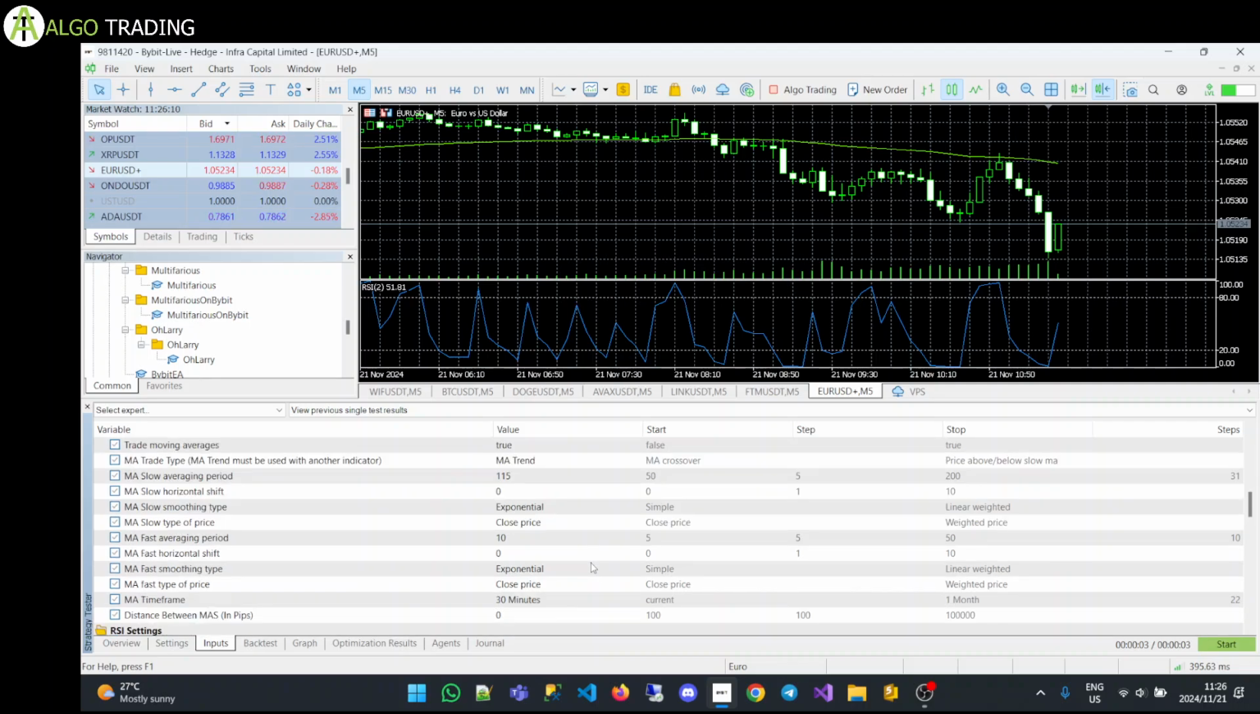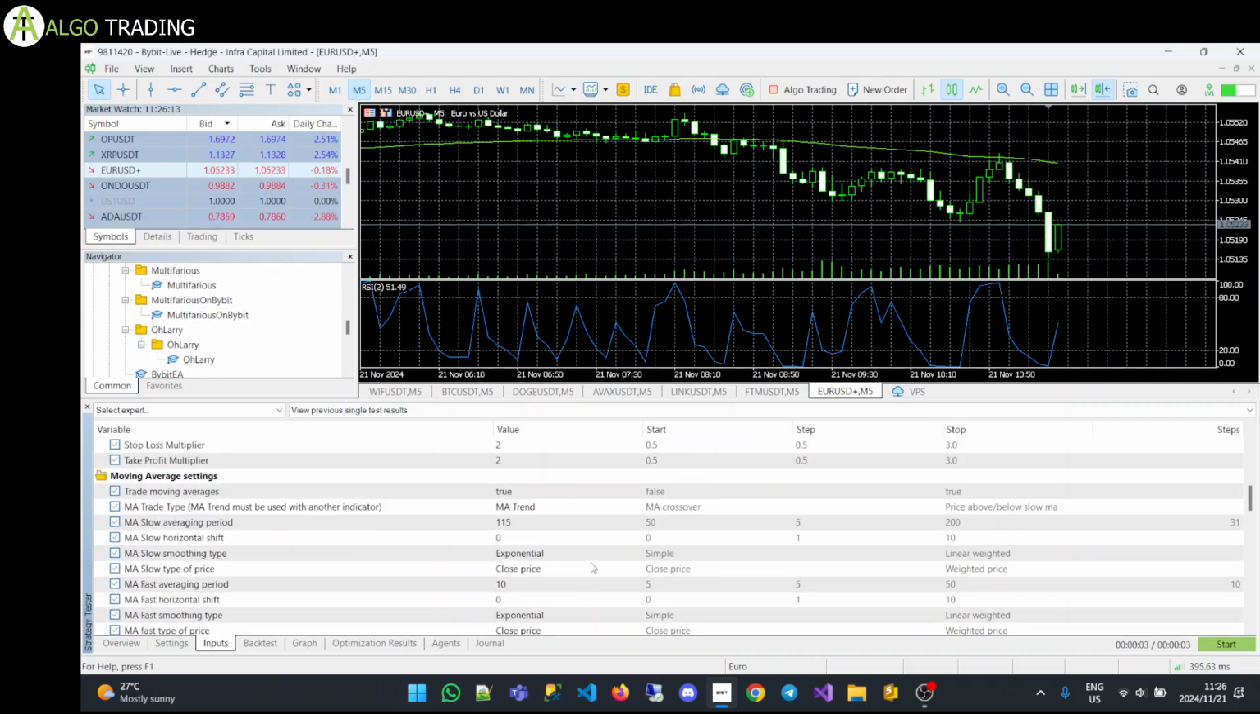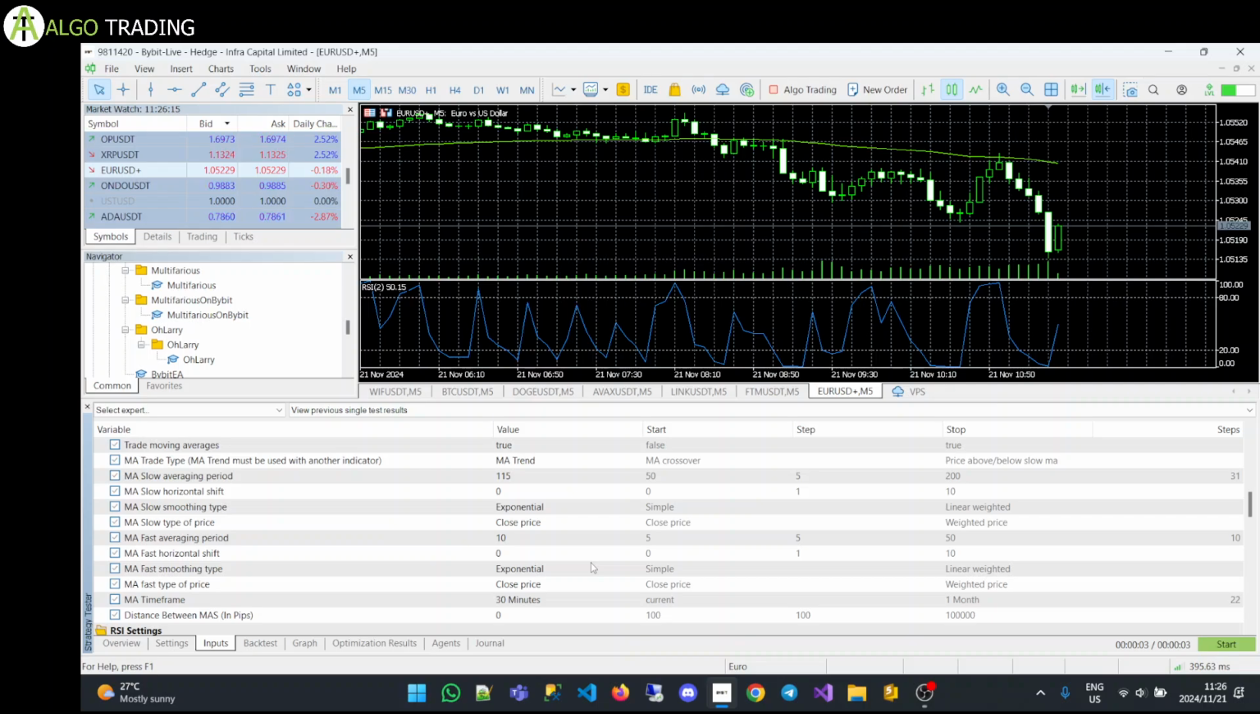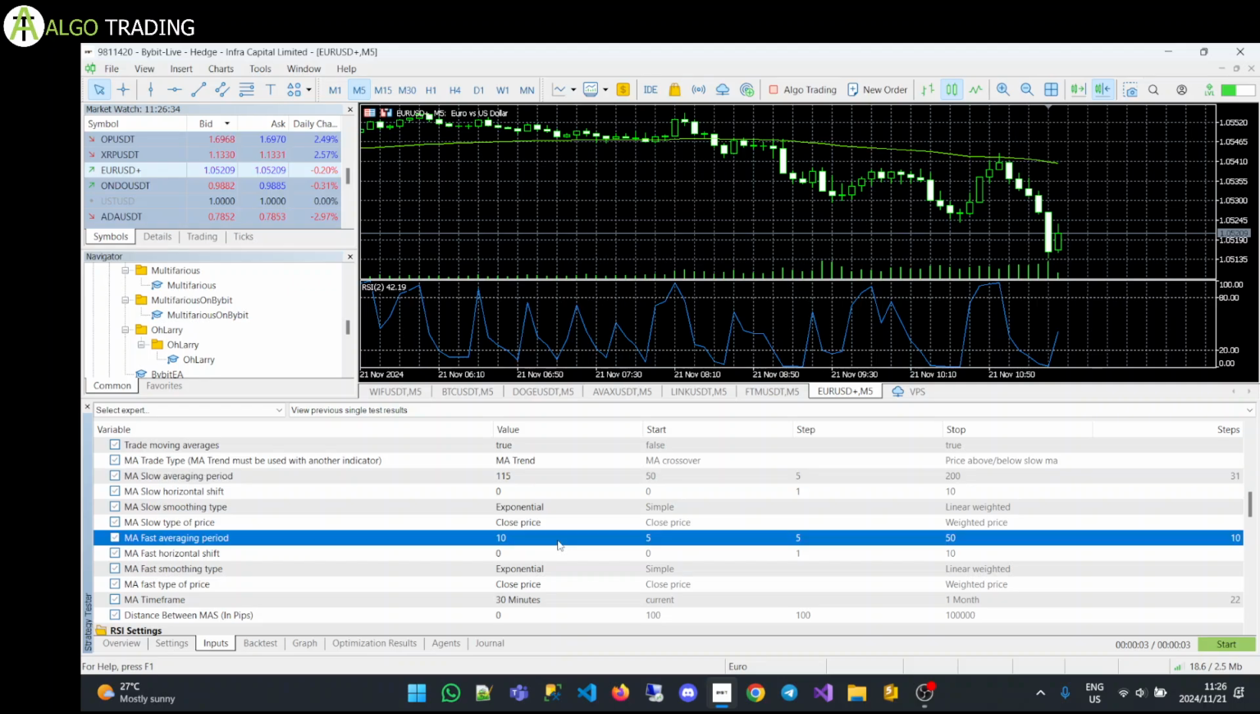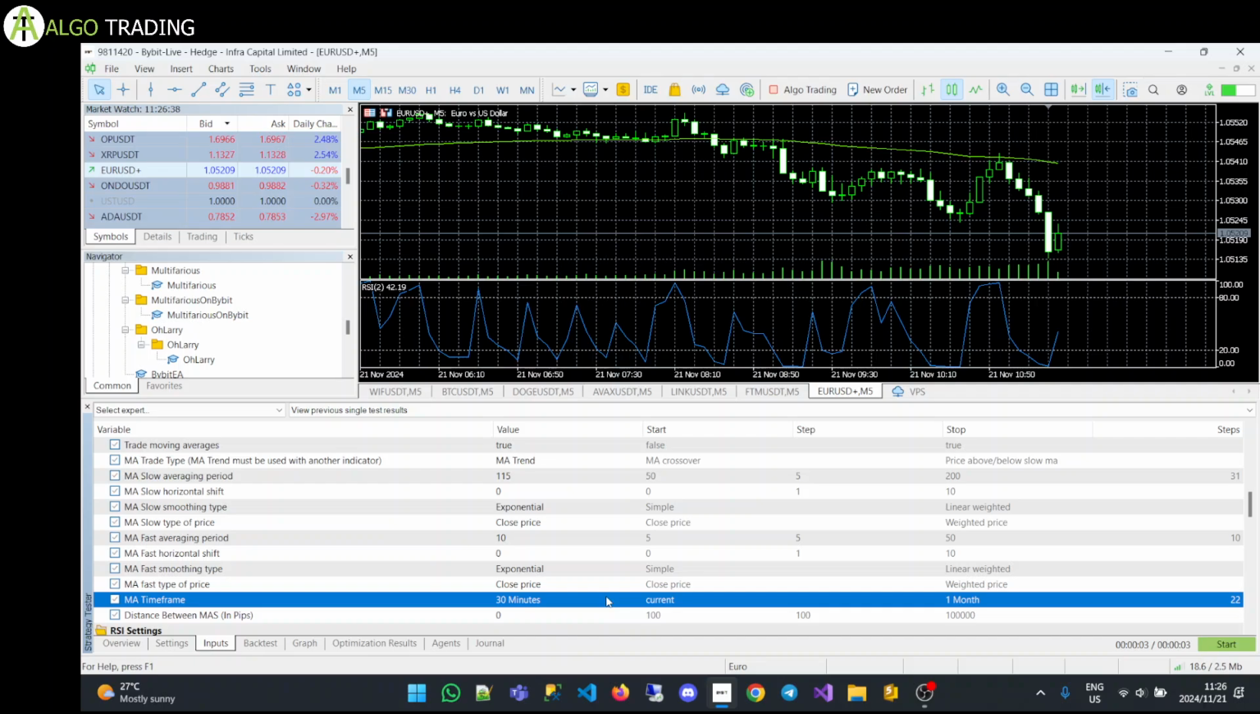Okay, so the first type of moving averages we are going to be using, this is a trend strategy. So in Multifarious EA, the trend strategy works is that if the fast moving average is above the slow moving average, we are in an uptrend. If the fast moving average is below the slow moving average, we're in a downtrend. So the slow moving average period for this is 115, and the fast moving average period is 10, and we are running it on the 30-minute chart.